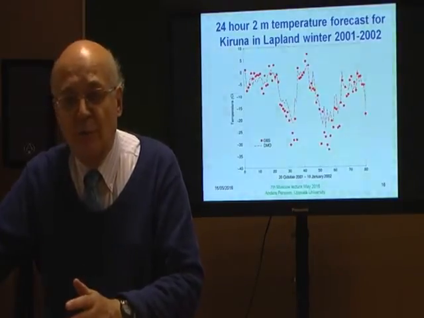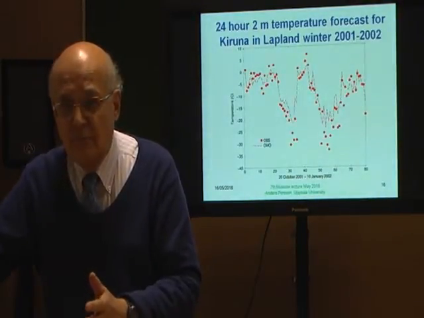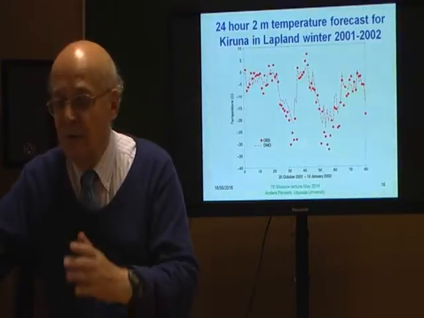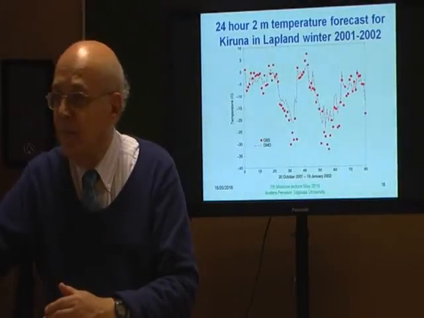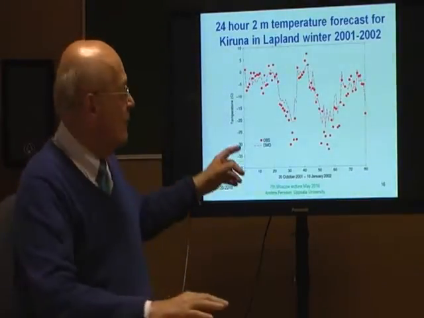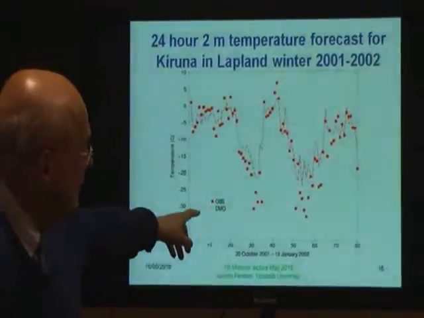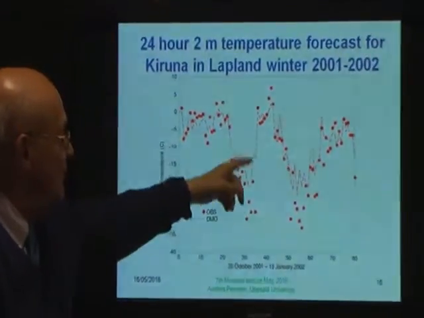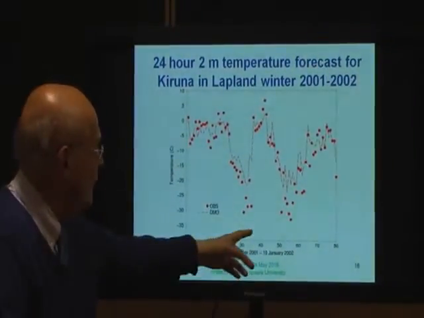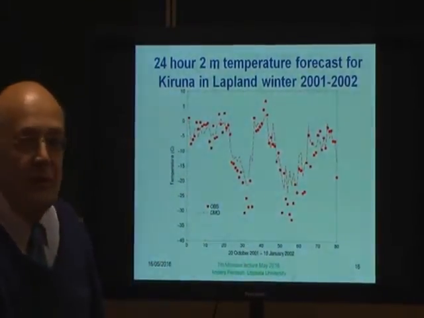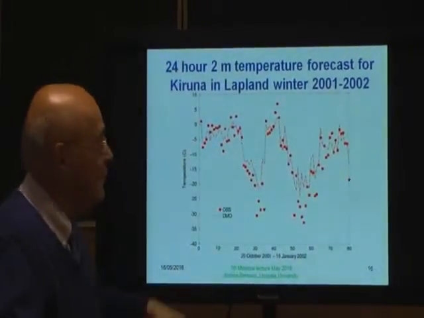I think the models have improved since then, and there might be less need for Kalman filtering, but I don't know. I will at the end show you a fresh example that Kalman filtering obviously is still needed. So here we have a 1 day forecast for Kiruna in northern Lapland, and the dashed line is day 1, the 24-hour forecast, day by day from October 2001 to January 2002. And the dots are the observations.